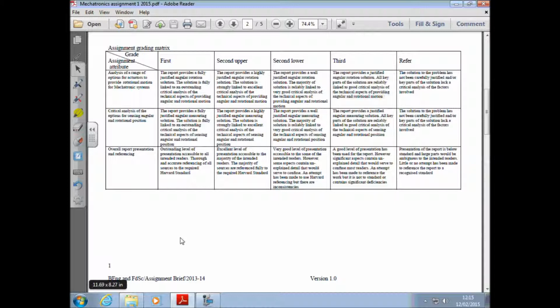Okay, yeah. And then the last thing, and that's always at the bottom of every grading matrix that I do, that's the overall presentation and referencing. And again, in the second upper situation, excellent level of presentation, accessible to the majority of intended readers. Majority of sources are referenced fully to the required Harvard standard. That includes an in-text citation with a full reference at the end of the document. And I think you know how to do that by now. Been with me long enough.